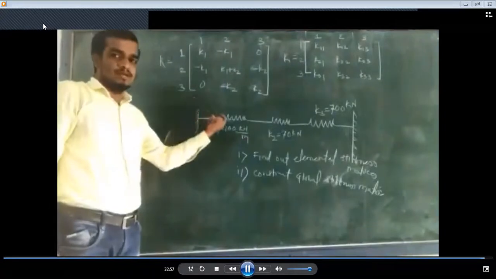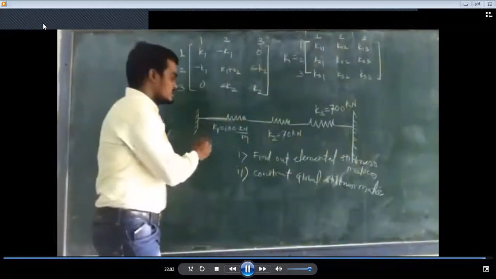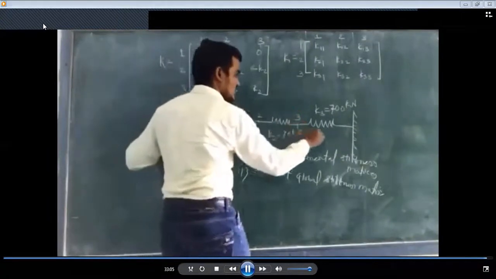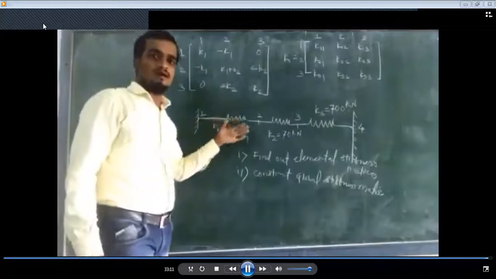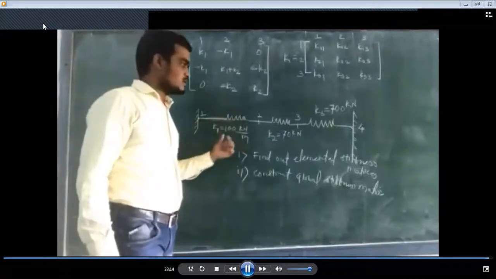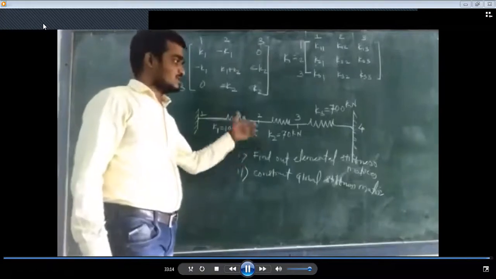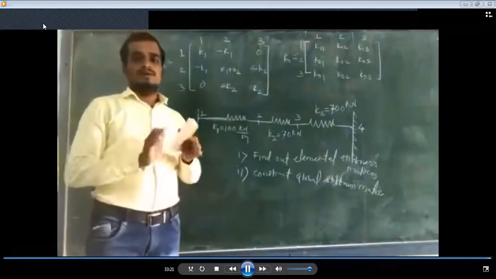Now, what will be the order of this global stiffness matrix? As there are 3 elements, there are 4 nodes. So the order of your global stiffness matrix will become 4 by 4. So you need to construct 3 elemental stiffness matrices with 4 by 4 order, and then finally by adding these 3 elemental stiffness matrices you will get the global stiffness matrix.